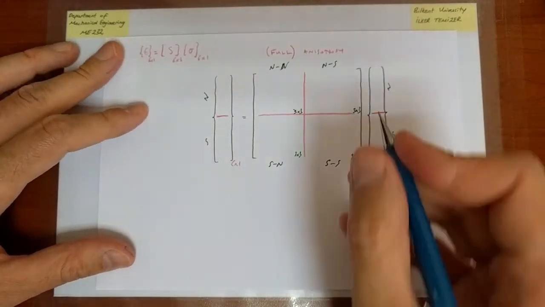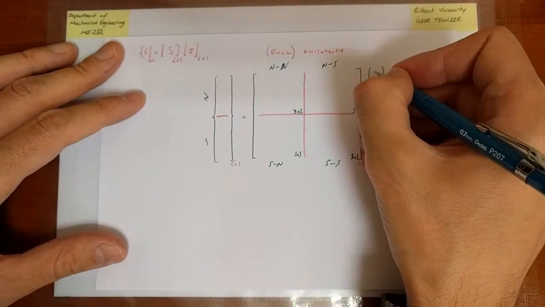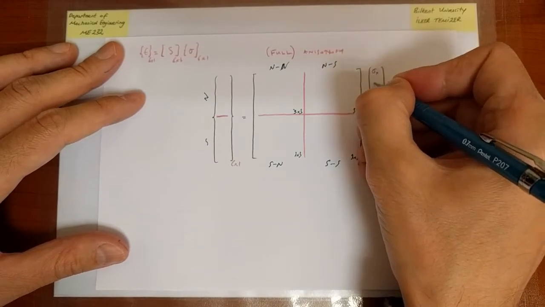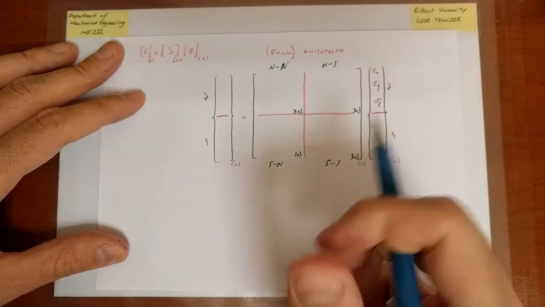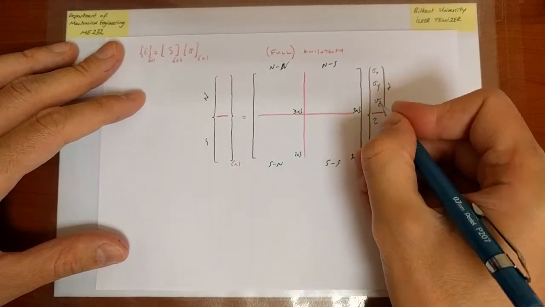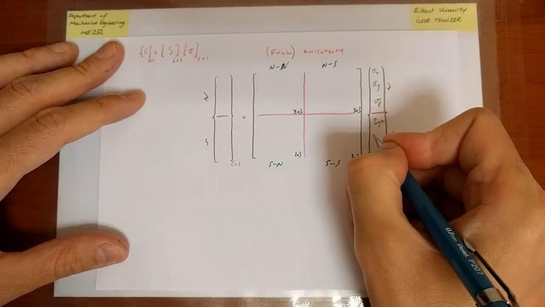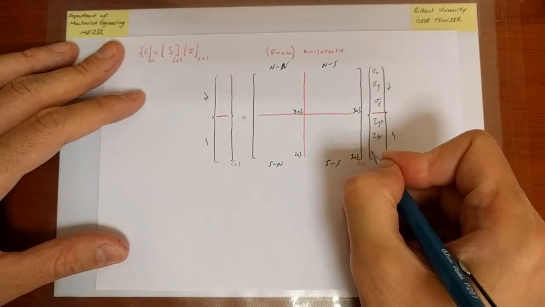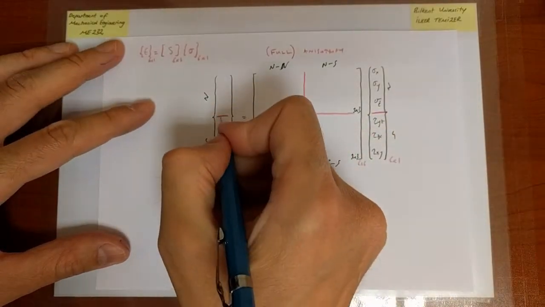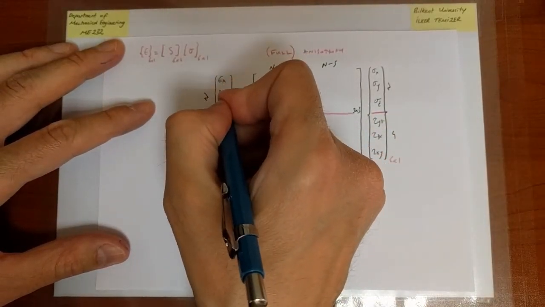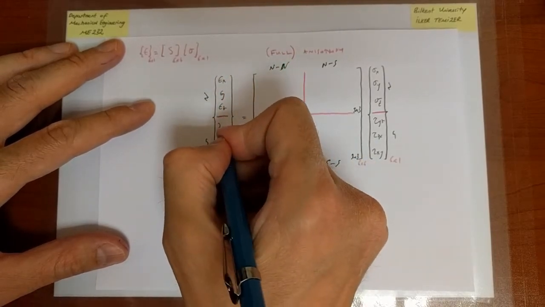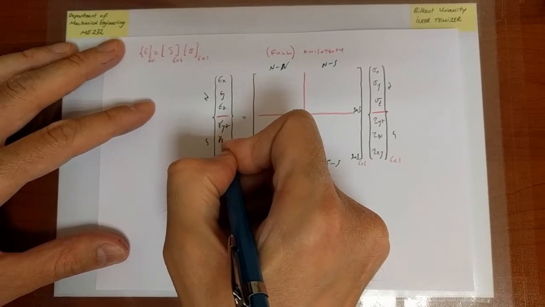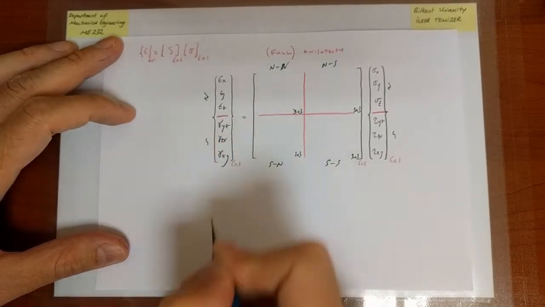Okay. So first we have the stresses sigma x, sigma y, sigma z, and then tau yz, tau zx, tau xy, and here we have epsilon x, epsilon y, epsilon z, and gamma yz, gamma zx, gamma xy. Good.